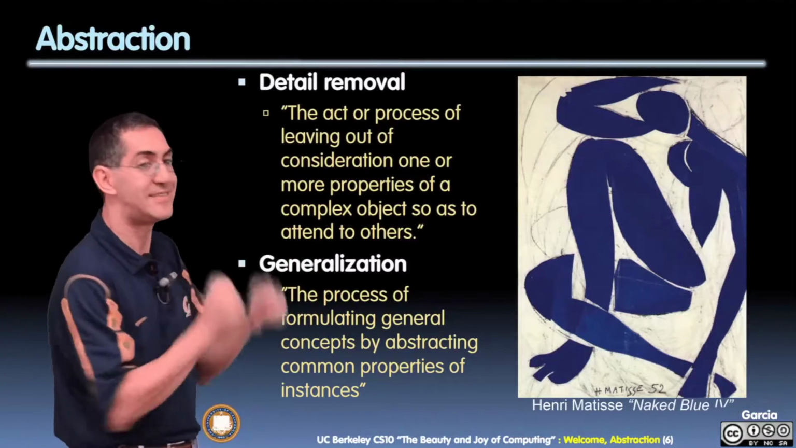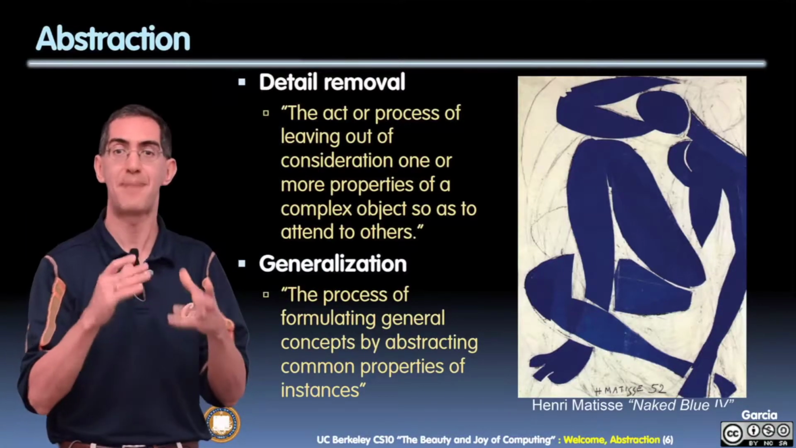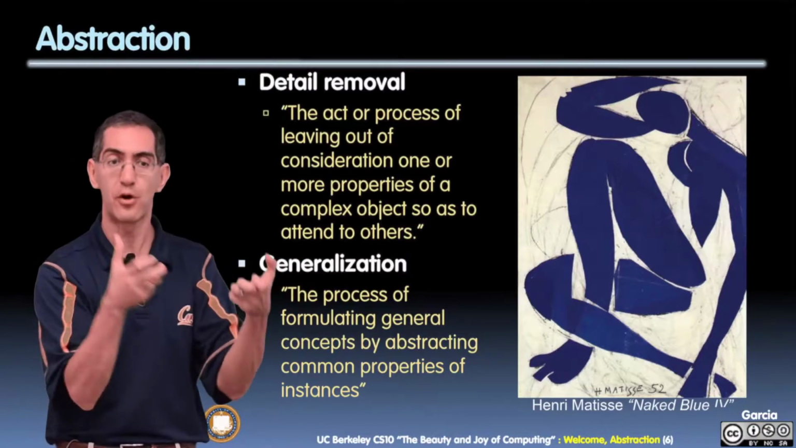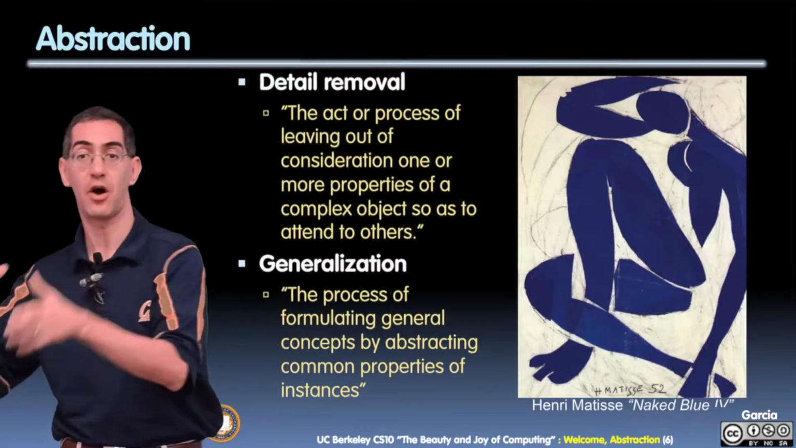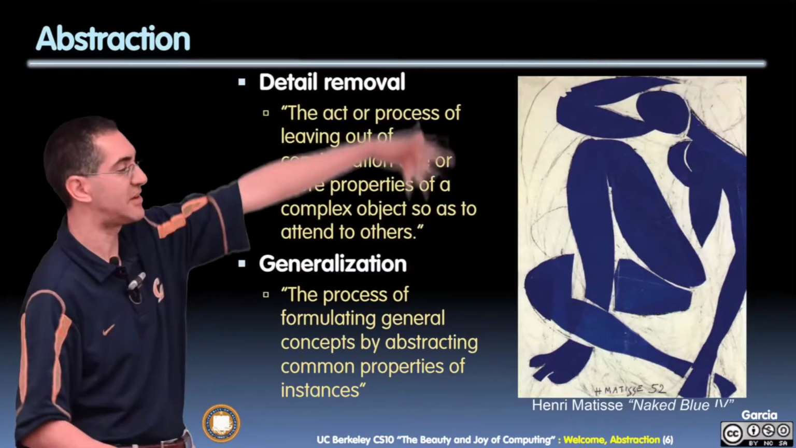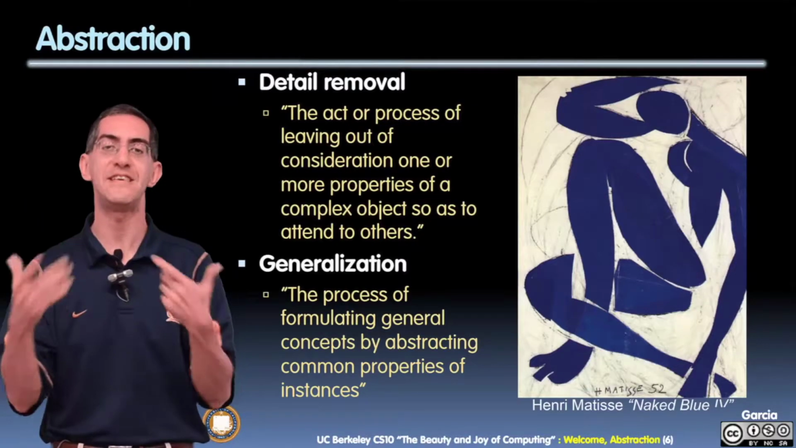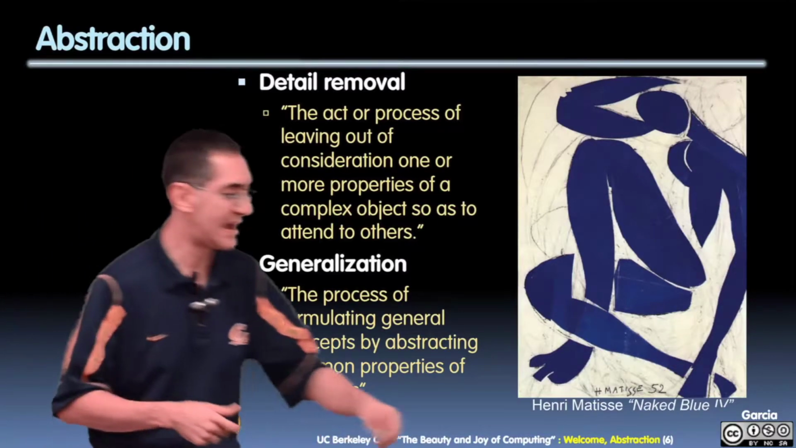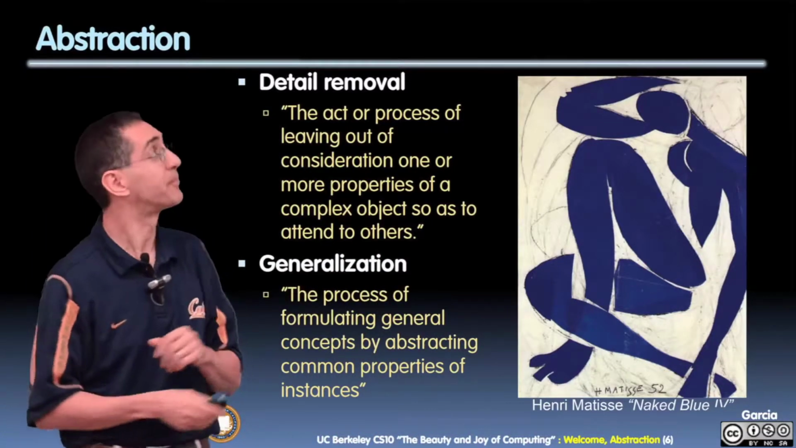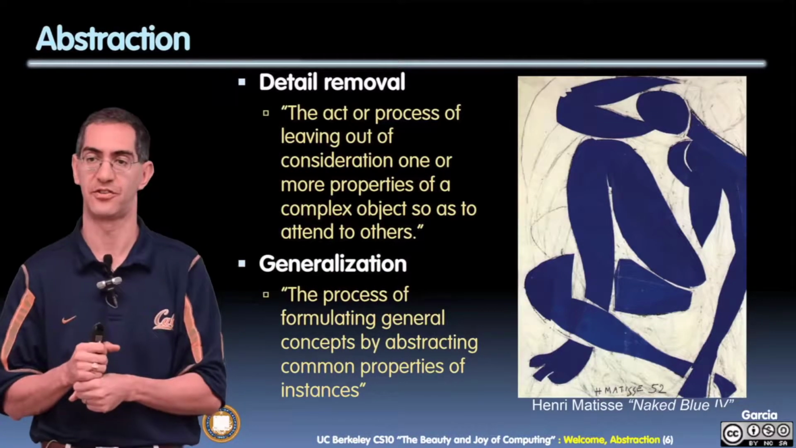One is detail removal. It's about removing all the minutiae of the detail to focus on the essentials. It's also about generalization. So there are kind of two pieces of that, and there are definitions here on the slide. There are two pieces of what abstraction is, and the key is understanding how each of those is relevant. So let's look at detail removal first.